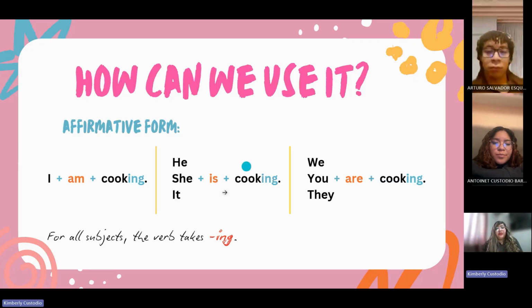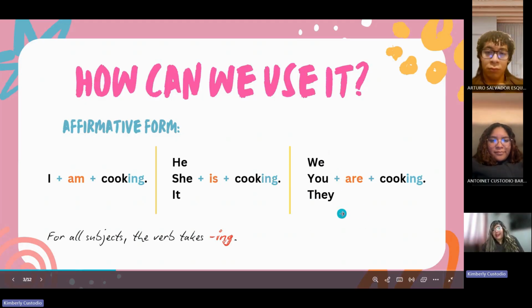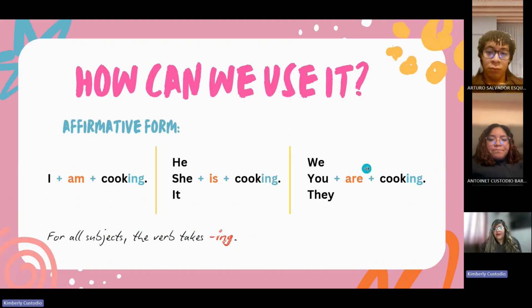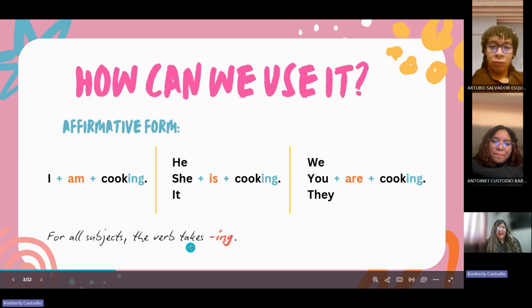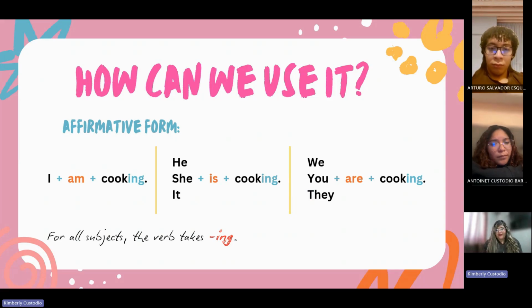Now, if we have the third person, he, she, and it, you use the verb be for them, then cook plus ing. And here we have the other pronouns, which belong to the plural: we, you, and they. Now, what is the verb be for we, you, and they? It's are. And again, the verb plus ing. We are cooking in this moment. So for all the subjects, the verb be takes ing, like in the examples. This is for affirmative statements.